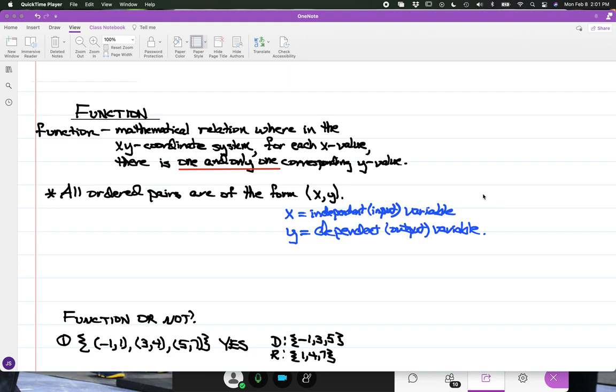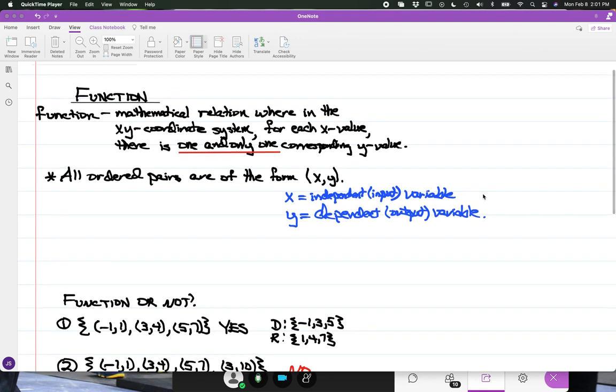Now, in the crossover, just picking up where we left off, we had, in the case of functions from last time, looked at functions in the capacity of types of ordered pair sets. And again, a function, by definition, is a mathematical relation where in the xy coordinate system, for each x value, there is one and only one y value that corresponds. And again, all ordered pairs are of the form xy.